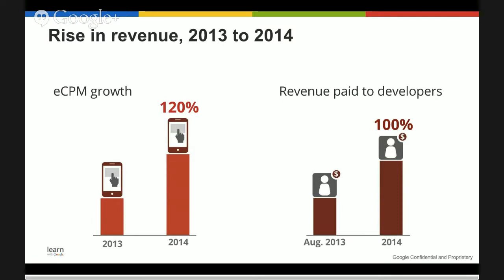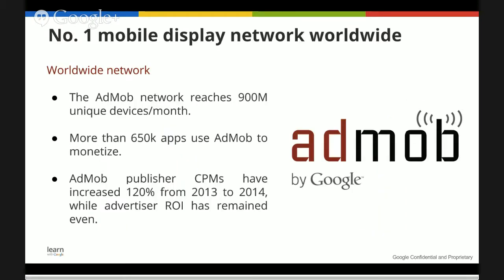A very good news for developers and for the overall industry. The eCPM growth was around 120% between 2013 and 2014. So that's really good news, and this is a result of new features, new products, and the latest technology that we launched for AdMob. The revenue paid to developers increased by 100% between August 2013 and the very first months of 2014, which is another great news for us and for you as AdMob partners and developers.